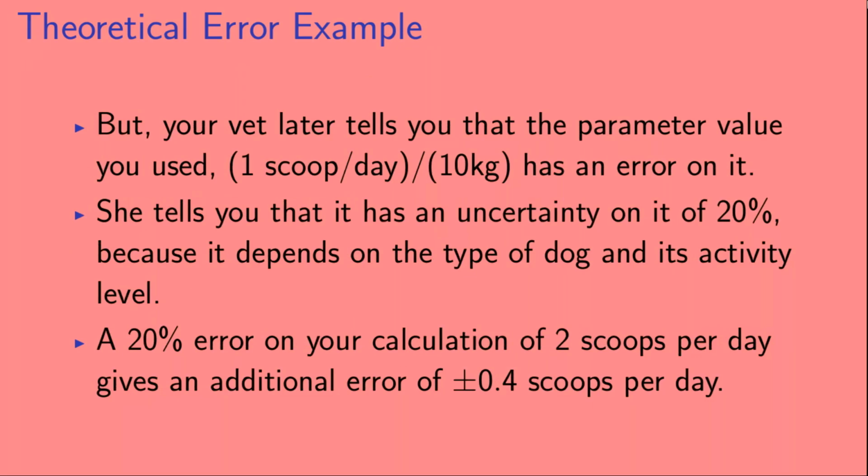But your vet later tells you that the parameter value you used of 1 scoop per day for every 10 kilograms of your dog's body mass has an error on it. She tells you that it has an uncertainty on it of 20% because it depends on the type of dog and its activity level. A 20% error on your calculation of 2 scoops per day gives an additional error of plus or minus 0.4 scoops per day.